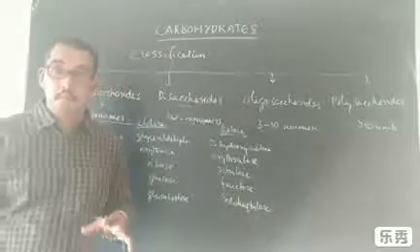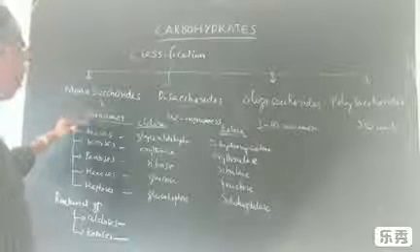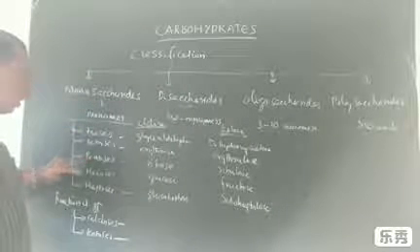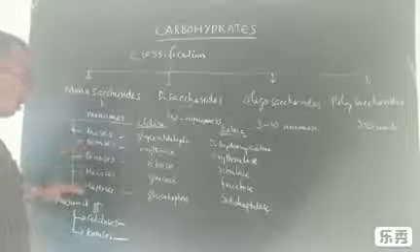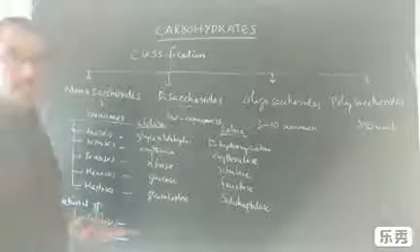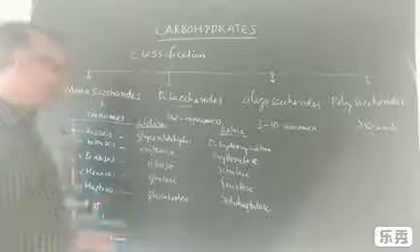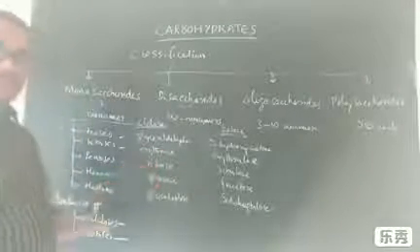So, according to the number of carbon atoms, monosaccharides are further classified into triose, tetrose, pentose, hexose, and heptose: 3 carbon, 4 carbon, 5 carbon, 6 carbon, and 7 carbon. According to the functional group present, they are classified into aldose and ketose. Aldose means it contains an aldehyde group. Ketose means it contains a ketone group.